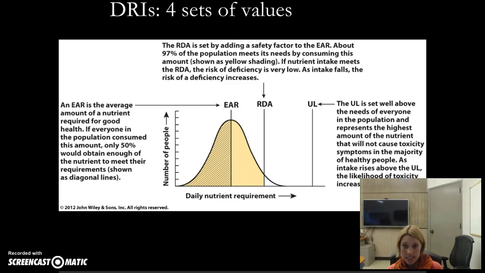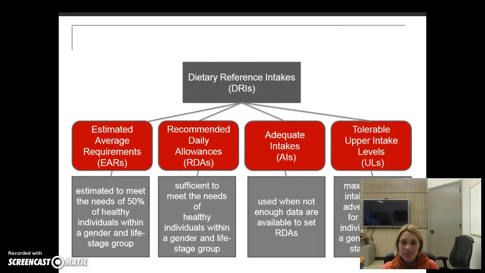The UL is set well above the needs of the population, and that's the point that if you go above that amount of nutrient, you could be at risk for toxicity. And toxicity symptoms could be as minor as getting flushed arms and cheeks if you have too much niacin, or they could be deadly and life-threatening, such as if you had too much iron. So we really need to watch these 3 values here.